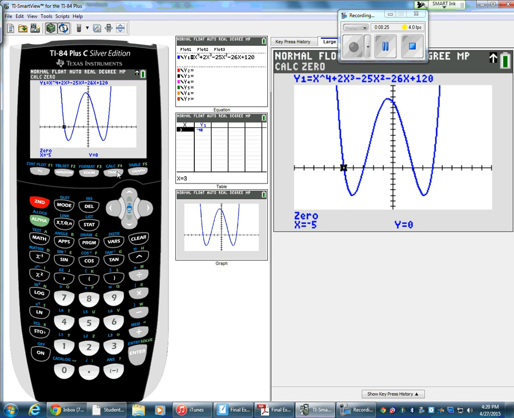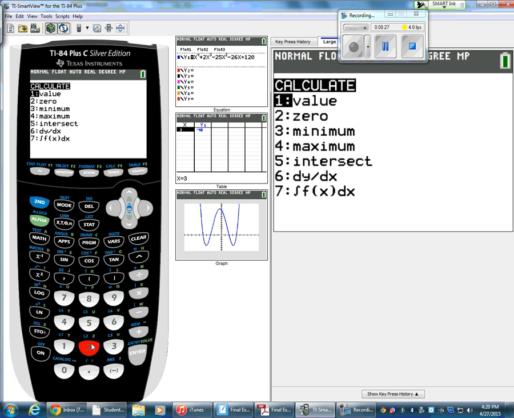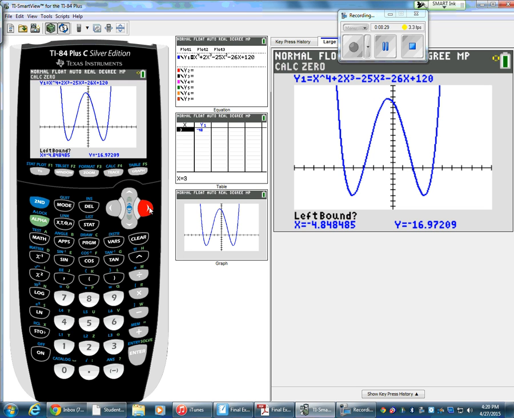Then I'll do it again. Second trace, 0. Move over a little bit farther, closer to this one. I need a left bound and a right bound.